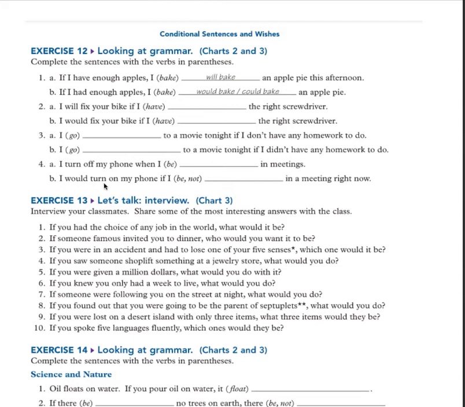B. I would turn on my phone if I blank in a meeting right now. This is contrary to fact. Okay? So I would turn on, would and turn, would in the simple form of the verb in the result clause, if I were not in a meeting right now. This is your if clause. If I were not, simple past negative, if I were not or weren't in a meeting right now. Okay?